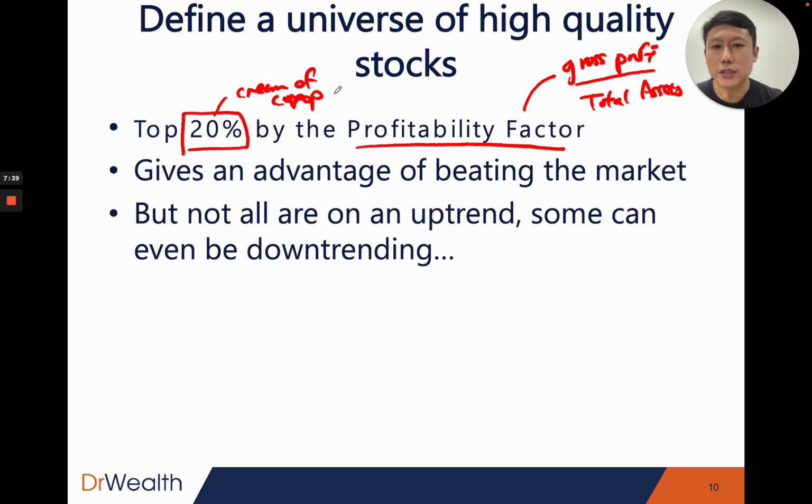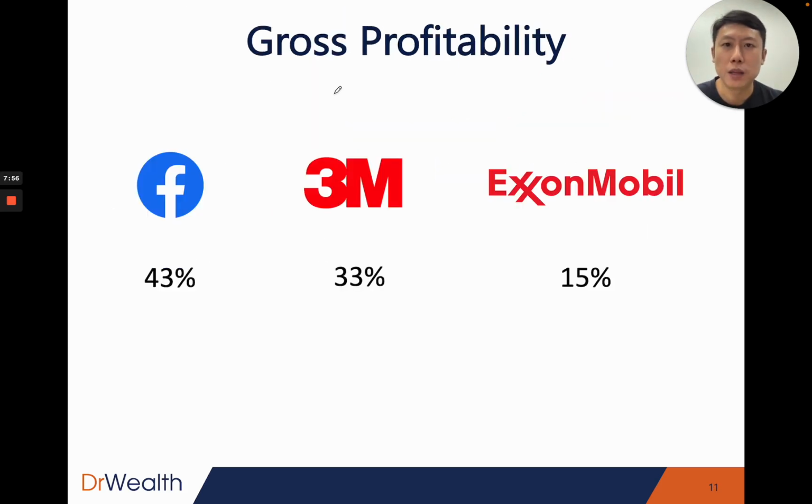Okay. And of course, not all these high quality stocks are on the uptrend. Some of them can be downtrending, and that's where we want to use momentum later to filter out the stocks that are going up, which we can long, rather than going and buying those downtrending stocks, which can go even lower in the short term.